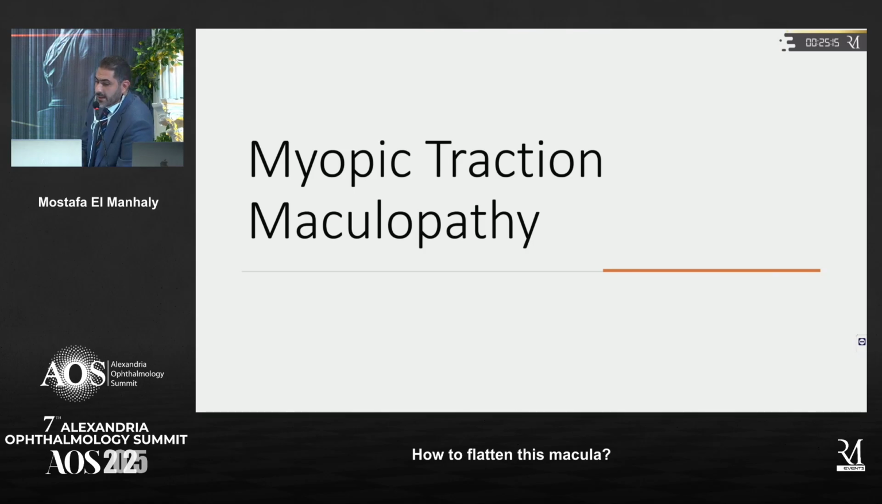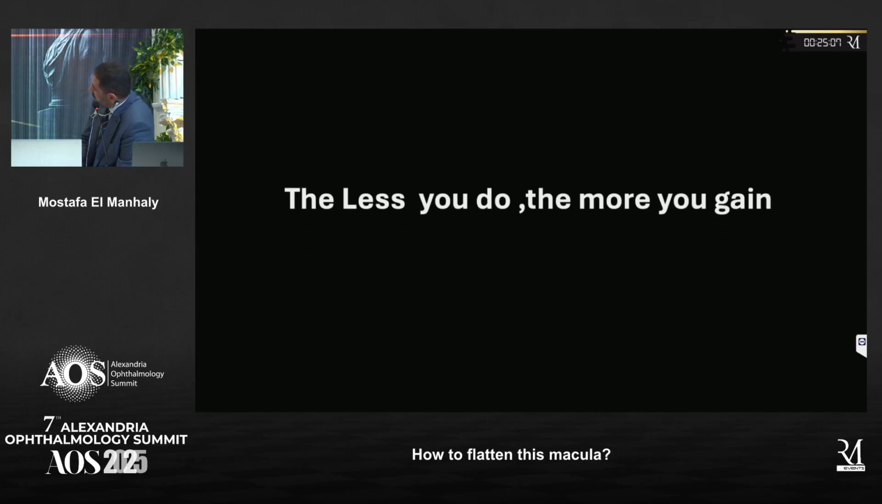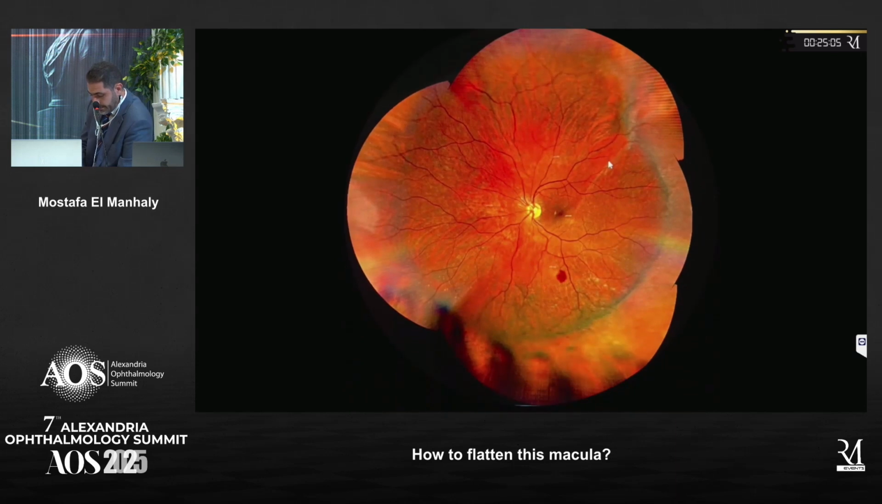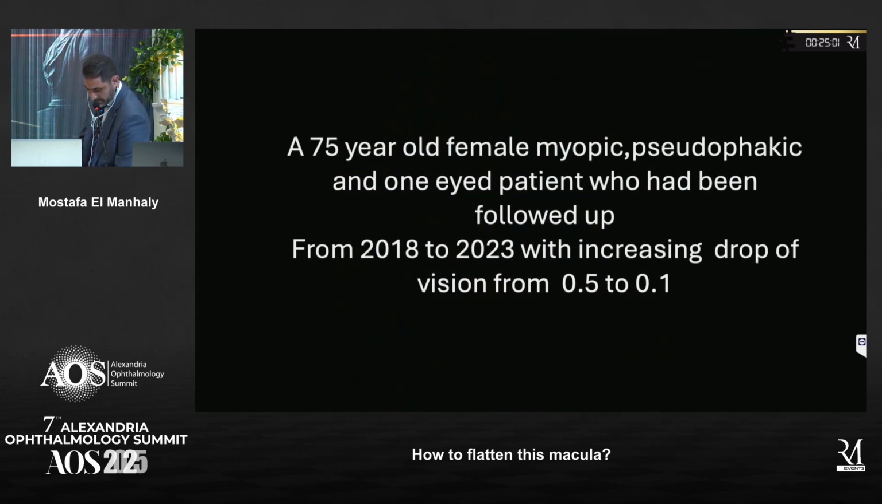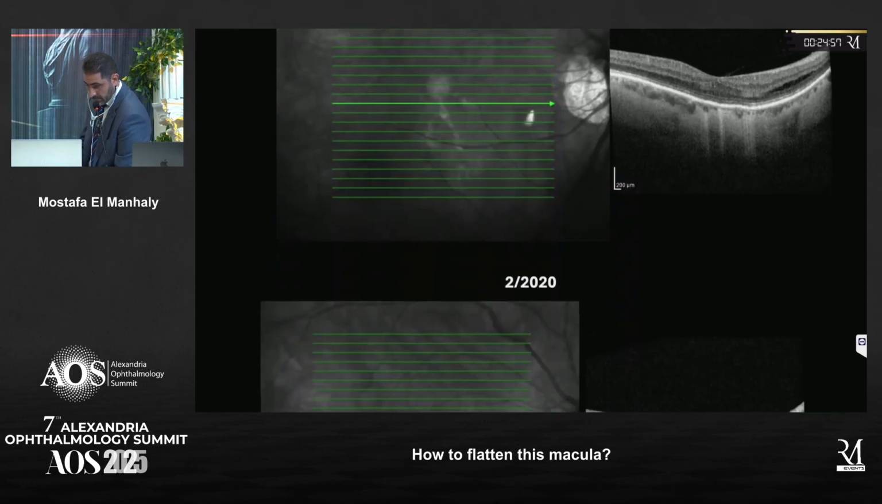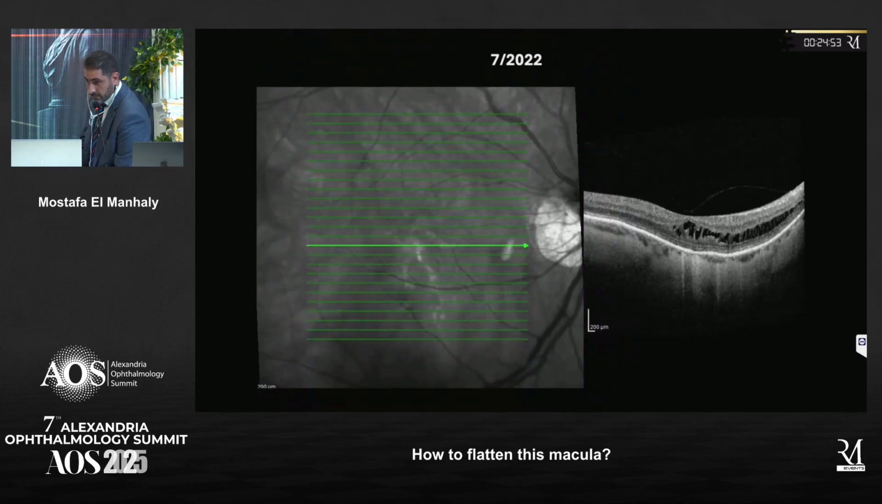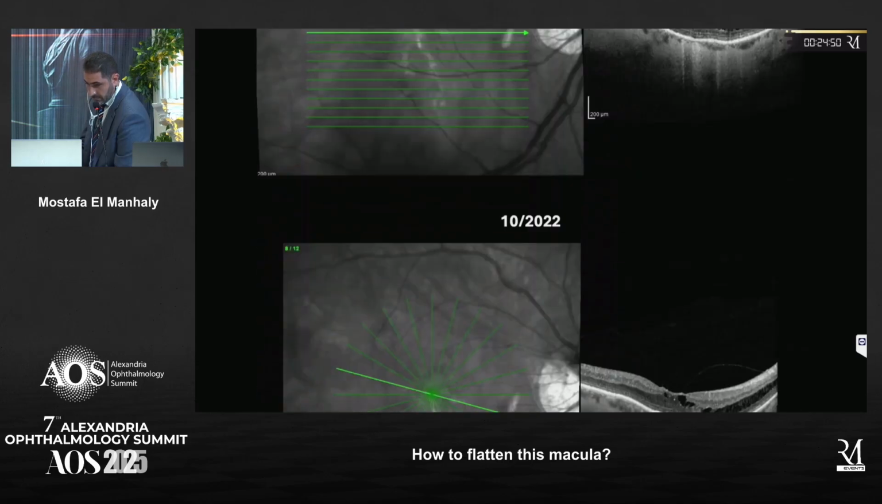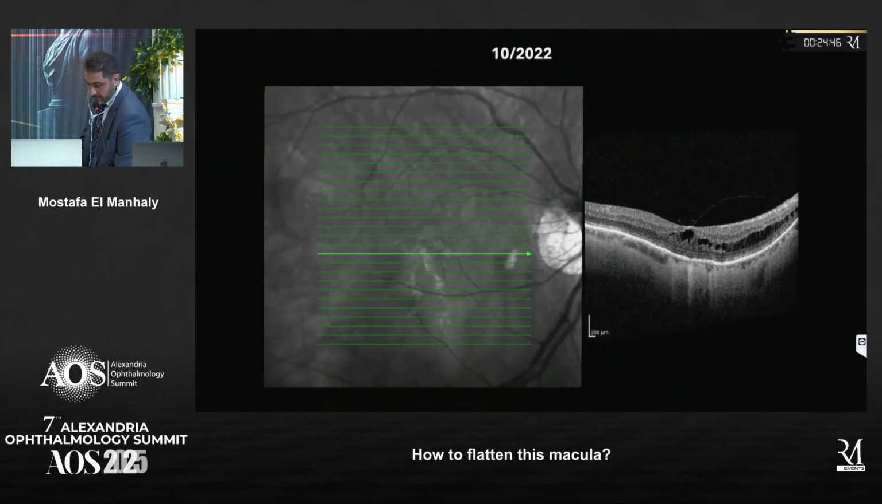Dr. Ashraf, please, this is a myopic traction maculopathy, and this is your case. Please tell us how you treat it; less is more in your opinion. Yeah, this is a myopic tractional maculopathy in a patient whom I had been following since 2018, and as you can see, the posterior hyaloid was attached. In 2020, there was the start of schisis. In 2022, there was an increase in the schisis and the traction.